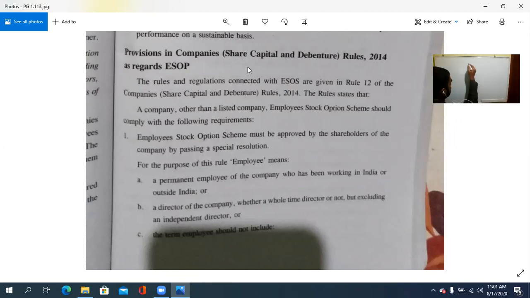So, special resolution should be passed. For the purpose of this rule, the employee means what? A permanent employee of the company who has been working in India or outside, or a director of the company, whether a whole-time director or not, but excluding an independent director, or the term employee should not include.